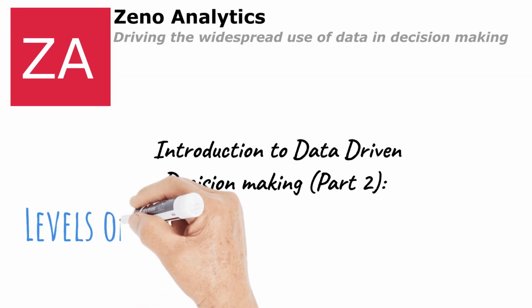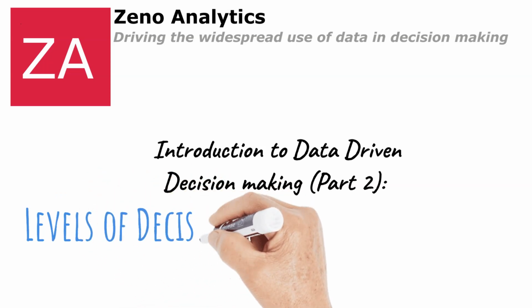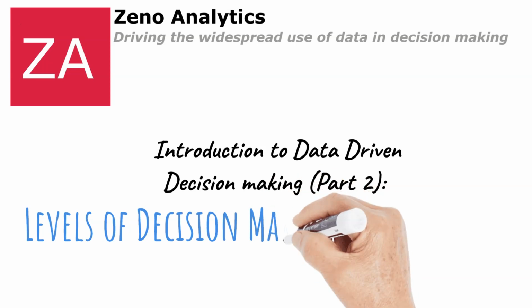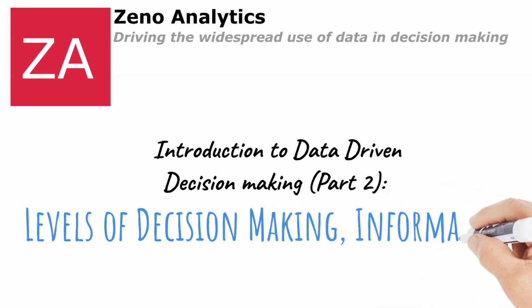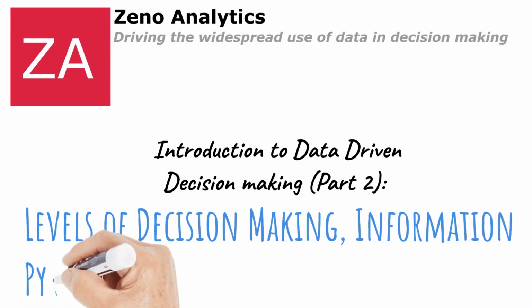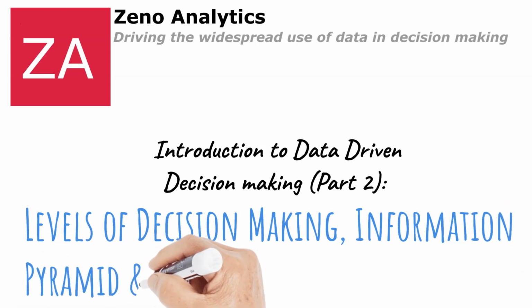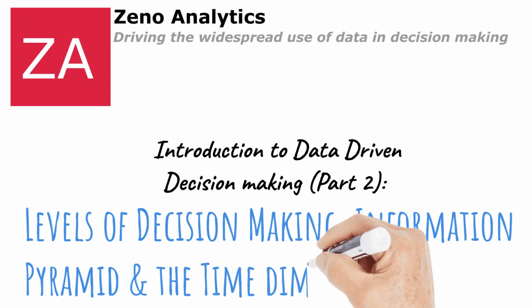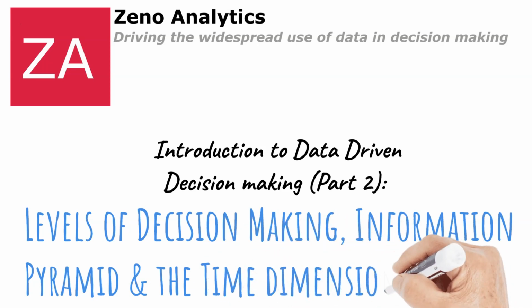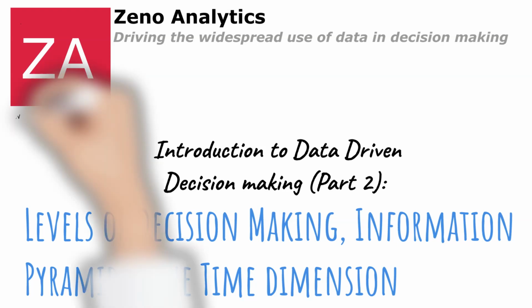In this video we want to cover three topics that, if not made explicit, can hinder your efforts to come to a valid data-driven decision. First, you need to be clear about the type of decision you want to take, the level of your decision. Second, you will need to specify what kind of information you are after, the information pyramid. Third, you will need to decide how you will handle the most complex of all dimensions, time.